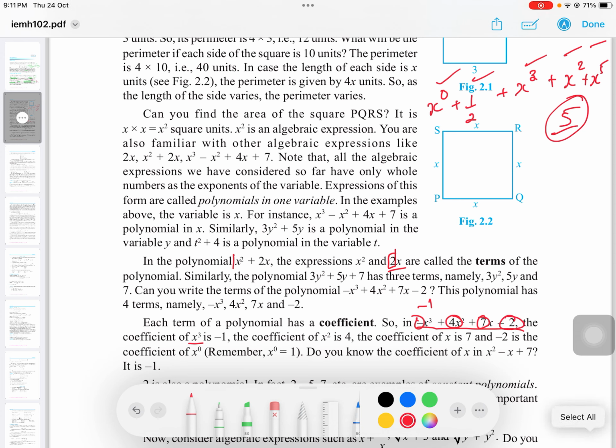So this -2 is the coefficient of x power 0. That is, what is x power 0? It is 1, isn't it? So -2 into 1 is obviously -2. That is, -2 into 1 is equal to -2 into x power 0.